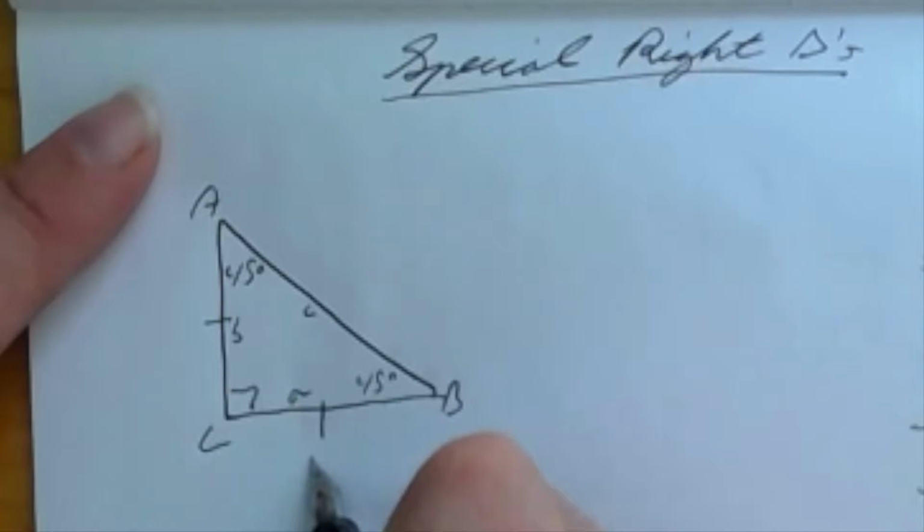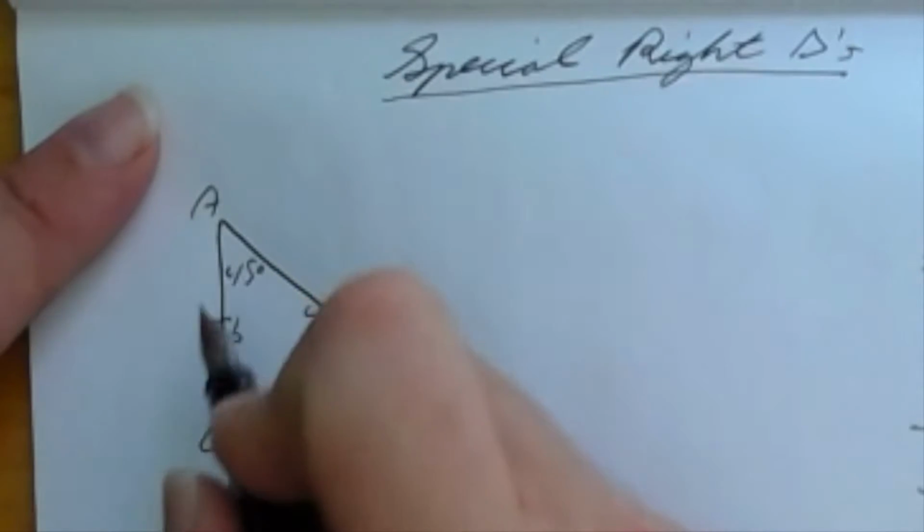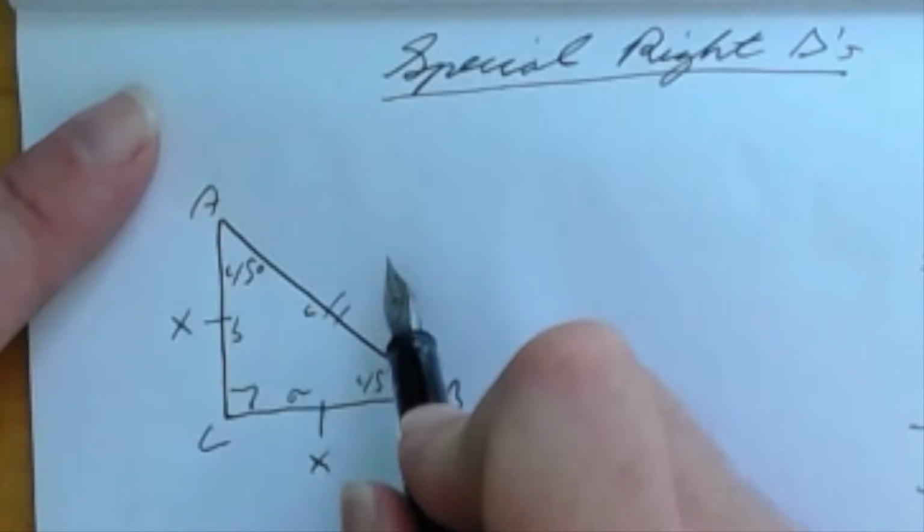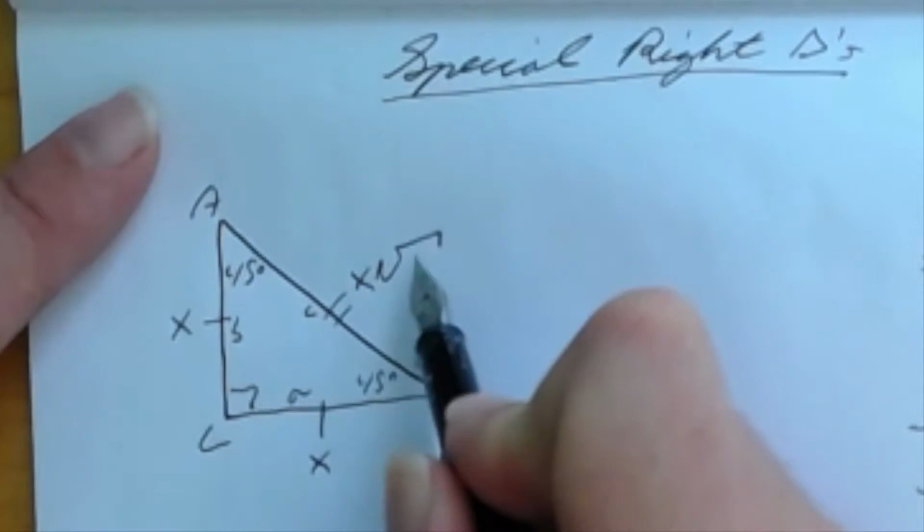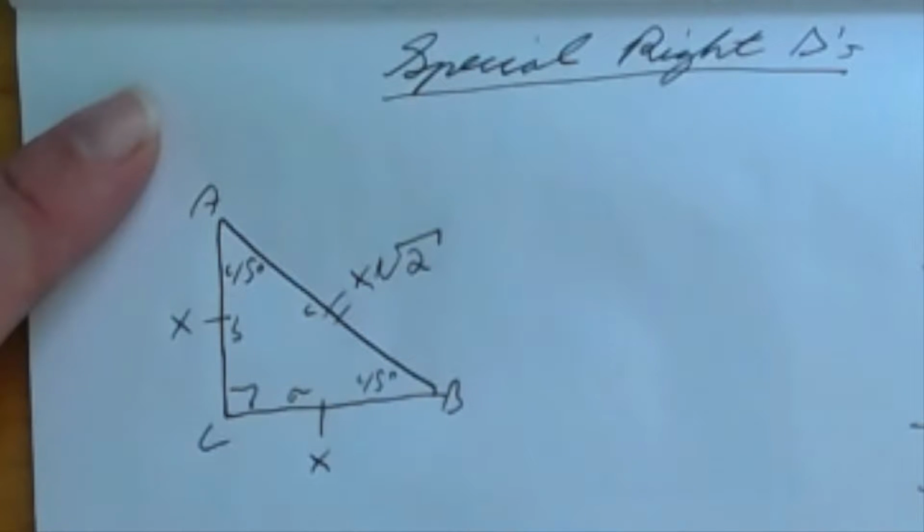If this leg's length is side x, and this leg's length is side x, then the hypotenuse is going to be x times the square root of 2 as an answer. So using our Pythagorean theorem, a squared plus b squared equals c squared with a right triangle, if I know a leg length, I can figure out all the lengths of the sides, which will allow me to use my ratios in order to figure out anything that's left. But we're going to use these frequently enough that it's not going to be such a big deal.